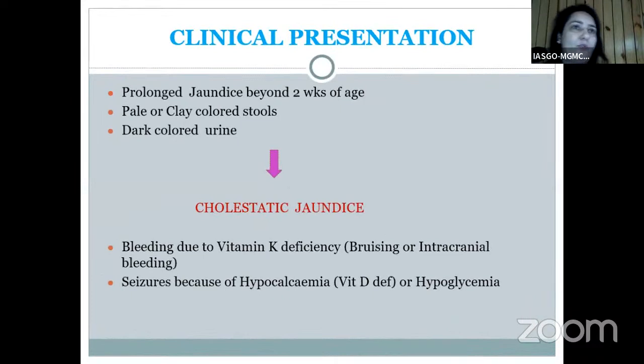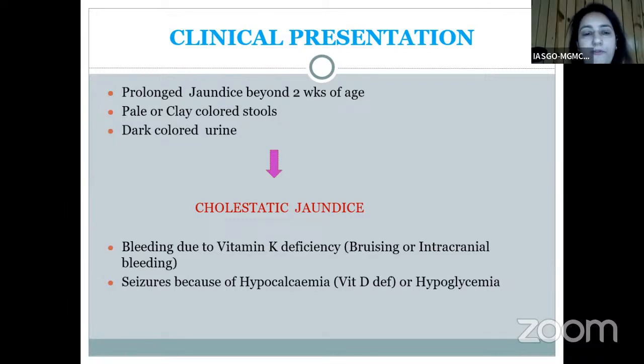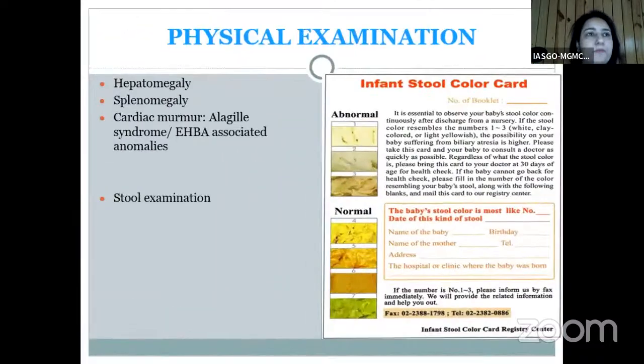How will the baby present to you? As I said, jaundice beyond 2 weeks of life, along with clay-colored stools and dark-colored urine. Baby may present with bleeding due to vitamin K deficiency, or may have seizures because of hypocalcemia or hypoglycemia due to vitamin D deficiencies. On physical examination, most of the time the baby is a well-preserved baby, normal weight and height for the age, usually has hepatosplenomegaly, and might have a cardiac murmur because of associated syndromes.